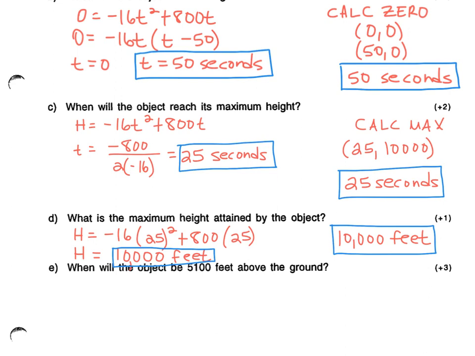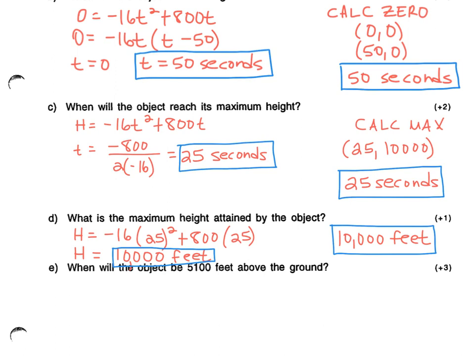Then if we put that together with part D, what is the maximum height attained by the object at that time? If we take that 25 and plug it into our original quadratic function, so plug a 25 in for t, and again, you can just show that work and then plug it directly into your calculator. H, that maximum height, is going to be equal to 10,000 feet.